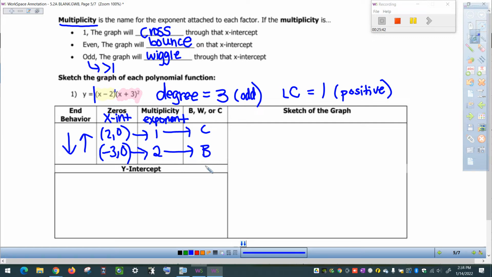Perfect. One other piece that we are going to think about with our graphs, we haven't talked about it yet today, but we've done a lot of work with this throughout the year, and that is finding the y-intercept. It's actually very easy to do. It's the same process for finding y-intercept that we've done in the past. All we need to do is plug in 0 for x and solve for y.